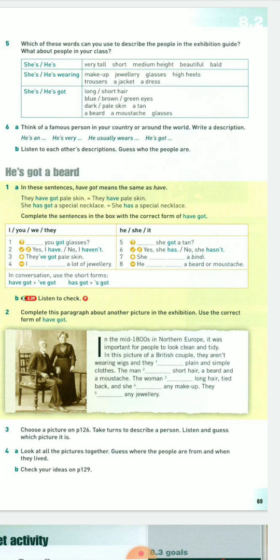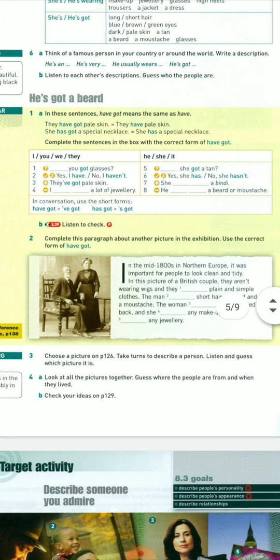Has she got a tan? Yes, she has. No, she hasn't. Now that we are all indoors, we are never going to have a tan again. 7. She has got a bindi. 8. He hasn't got a beard or a mustache. Who's got a mustache there in the class? Leave a comment if you have a mustache.